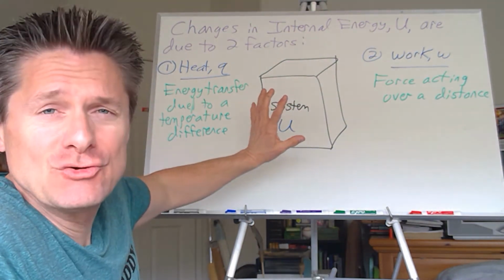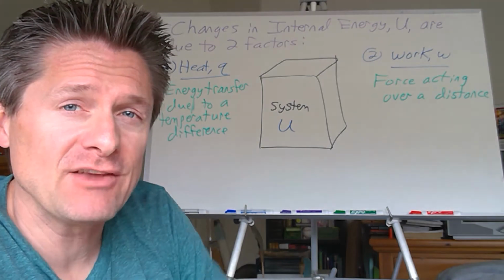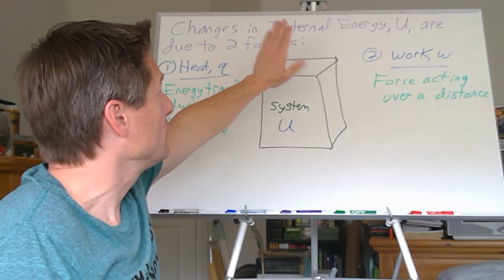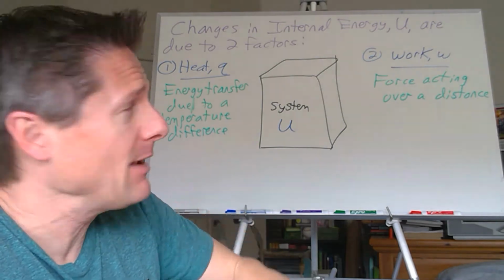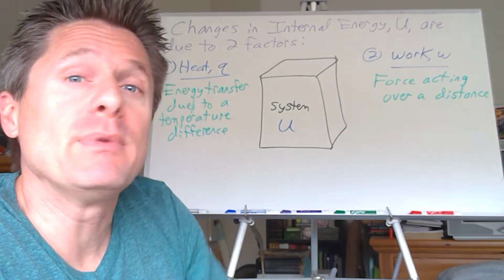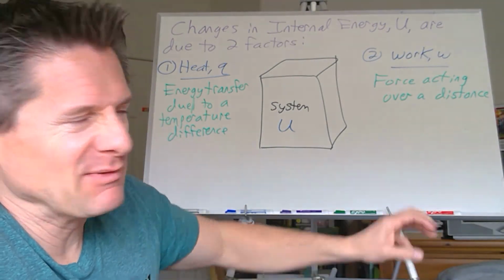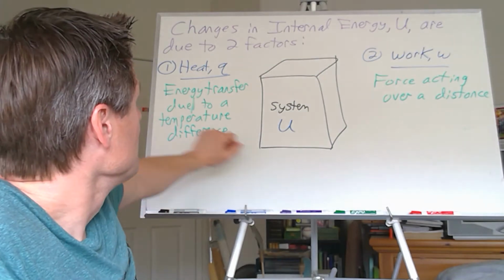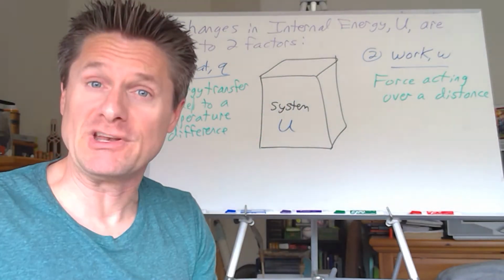If that's going to change internal energy from one state to another, there are only two ways we can do that. Two ways we can change it: based on heat flow between the system and surroundings, or work being done or performed between the system and surroundings. So you probably learned these definitions before. I'll throw up some simple ones. Heat, of course, is an energy transfer due to temperature differences, right?